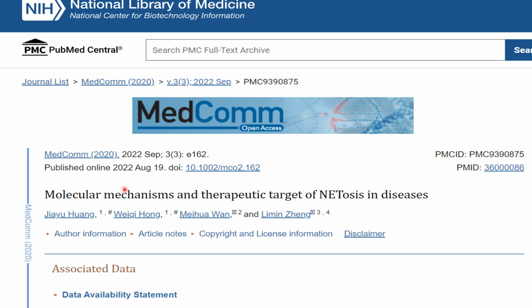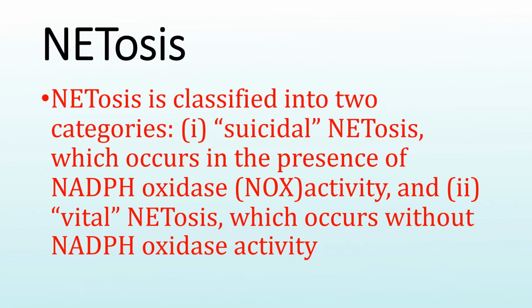This is another paper talking about molecular mechanisms and therapeutic targets of netosis in diseases, 2022. In this paper, it says that netosis is classified into 2 categories, as I said before: suicidal netosis, which occurs in the presence of NADPH oxidase or NOX activity, and vital netosis, which occurs without NADPH oxidase activity.